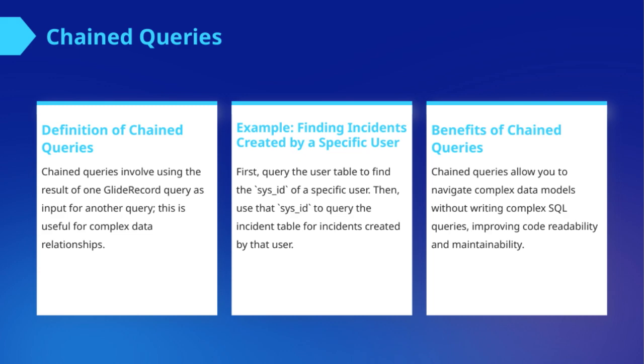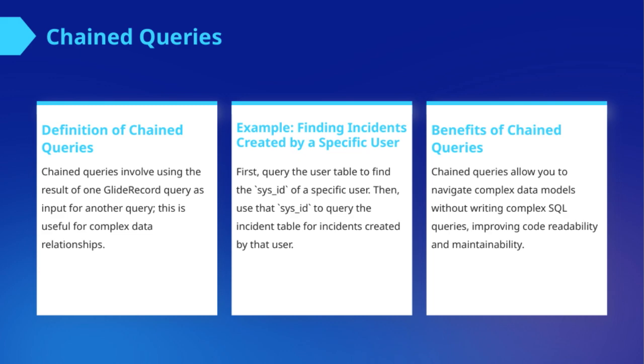This is especially useful when dealing with data relationships that are interconnected. For example, first, we might query the user table to find the SysID of a particular user. Then, we take that SysID and use it to query the incident table for incidents that this user created. This approach helps keep our code clean and logical, making it easier to understand and modify later on. Overall, chained queries are a powerful tool for working with complex data, allowing us to break down big tasks into manageable steps.